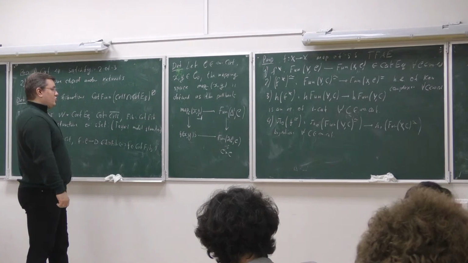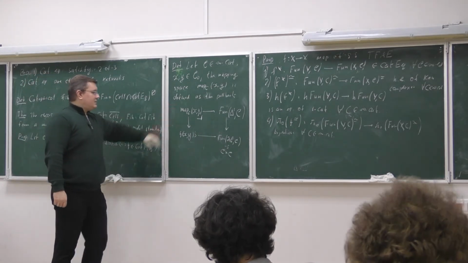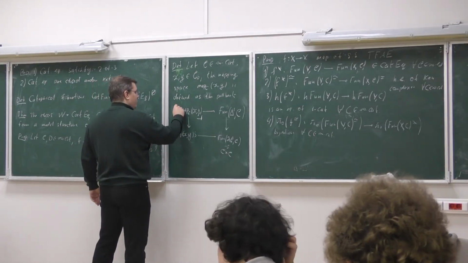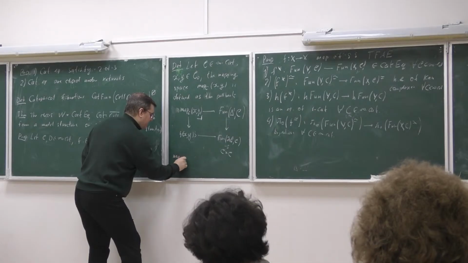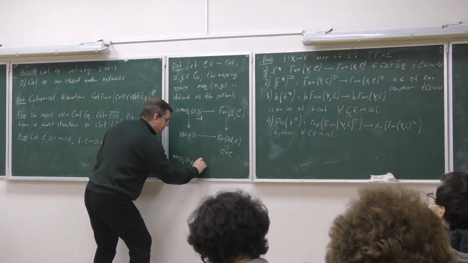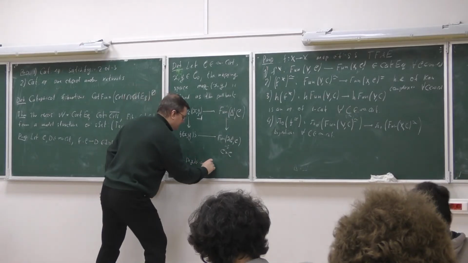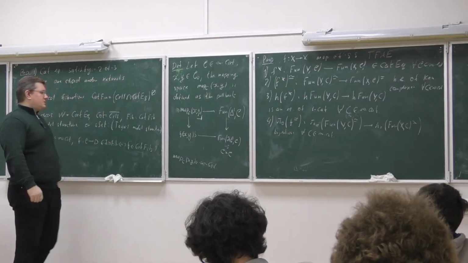Okay, so what we can notice here, I'm claiming that this mapping space is an infinity groupoid. So the mapping space, for any infinity category and for any two objects X and Y, is an infinity groupoid or Kan complex. Do you see that this is an infinity groupoid?